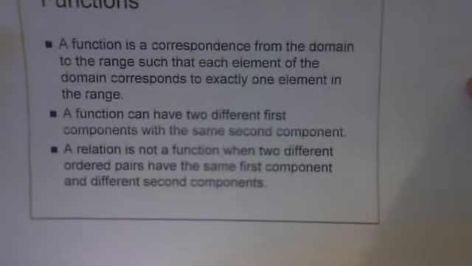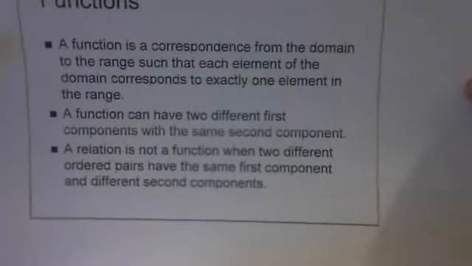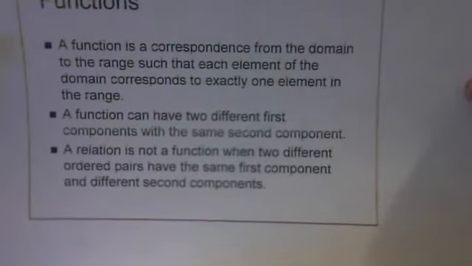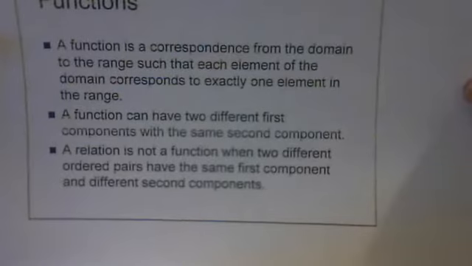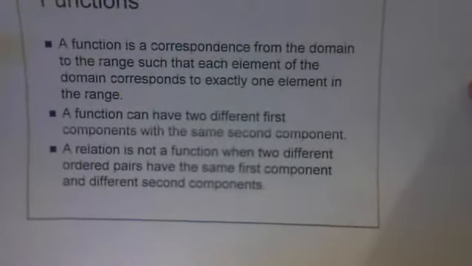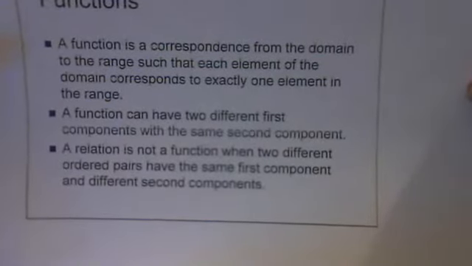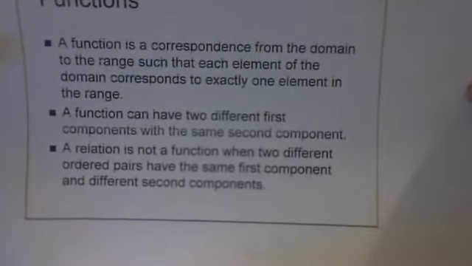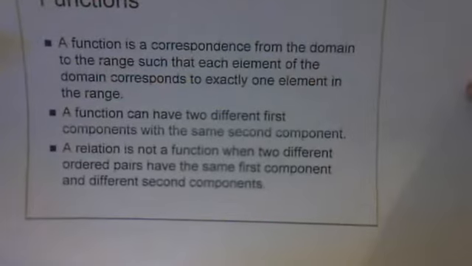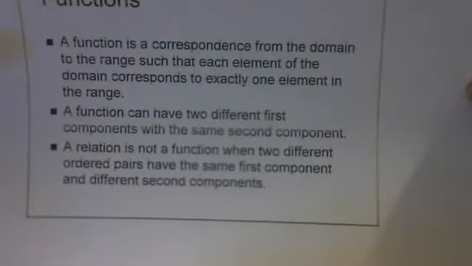A function can have two different first components with the same second component. That means you can have two different x coordinates paired with the same y coordinate. And of course, a relation is not a function when two different ordered pairs have the same first component and different second components, as I stated earlier. Okay, so all functions are relations, but not all relations are functions.